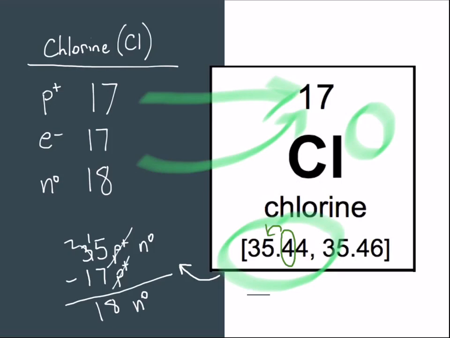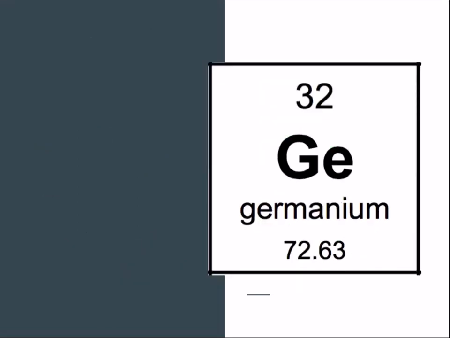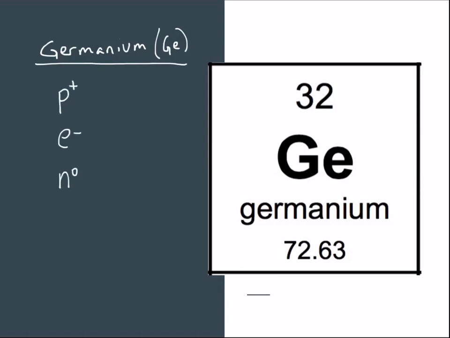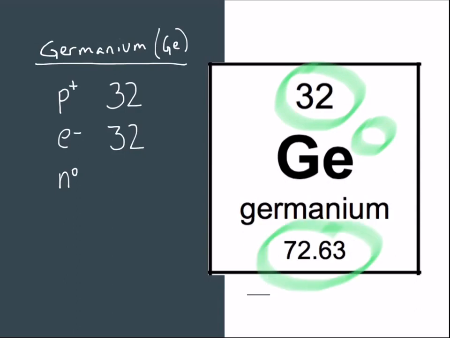Let's do another example. How about we do germanium? I want you to write the name of germanium at the top along with its atomic symbol in parentheses, and then from top to bottom write P+, E-, and N0. The number of protons is the atomic number, 32. Next we look for a charge. There isn't one, and so the number of electrons is equal to the number of protons, 32. Next we take the atomic mass, 72.63, to figure out the number of neutrons.